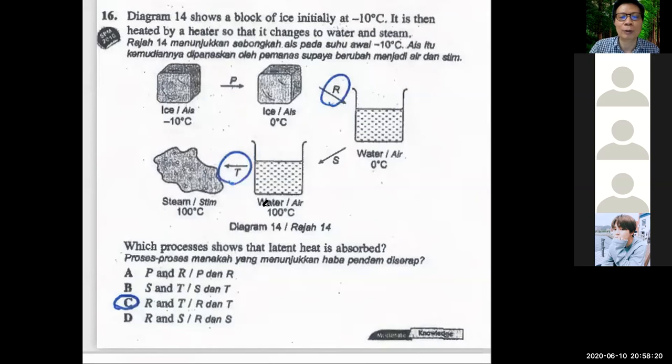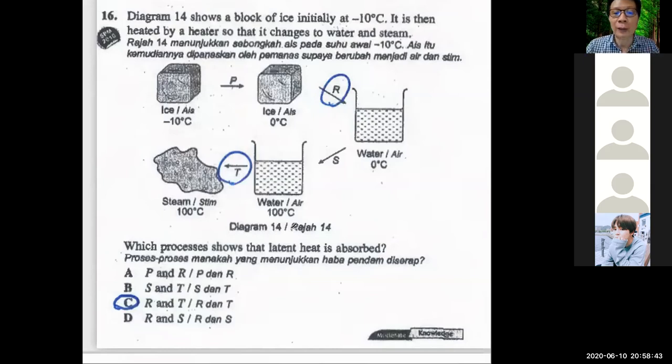And then here, once again, the temperature does not change. 100 degrees, still 100 degrees. Change from water to steam. Change in the state but no change in temperature, so it's latent heat of vaporization. So now the question: latent heat, R and T. These are latent heat of fusion. This is latent heat of vaporization.